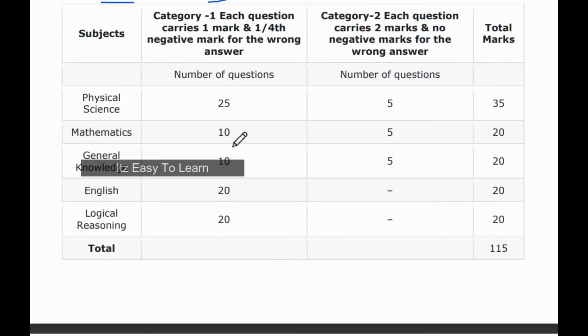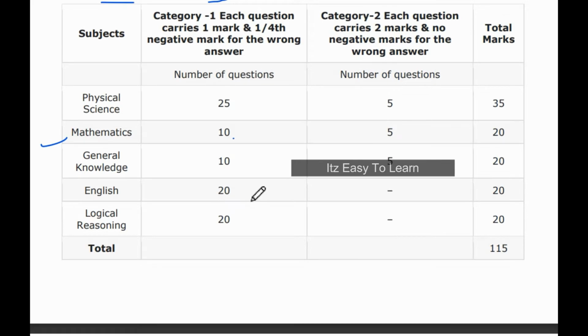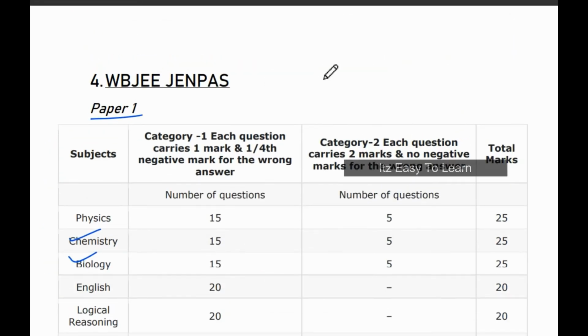Then in mathematics, in category 1 there will be 10 questions, and in category 2 there will be 5 questions, and in GK same as mathematics, and in English there will be 20 questions in category 1, and there will be no question in category 2. Same for logical reasoning, and the total marks will be 115. Okay, so this is the pattern for Wbjee Jenpas.